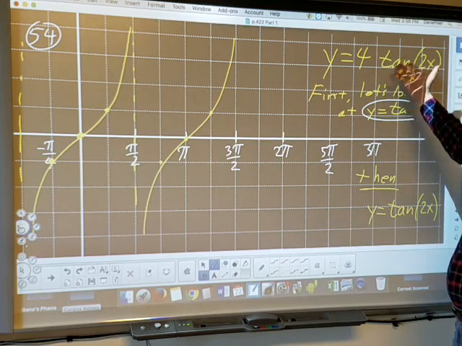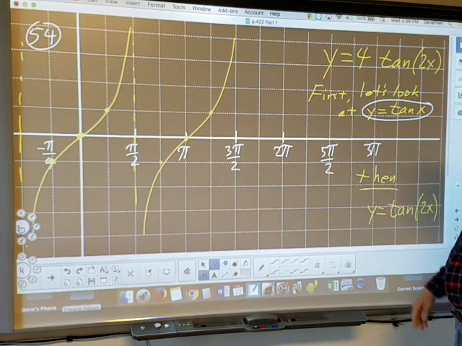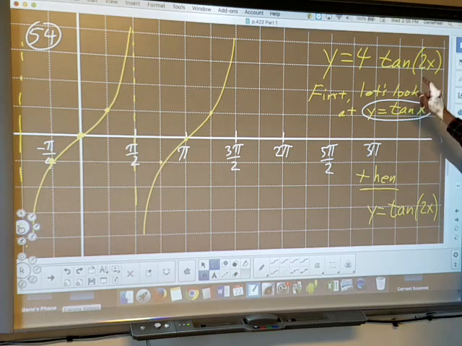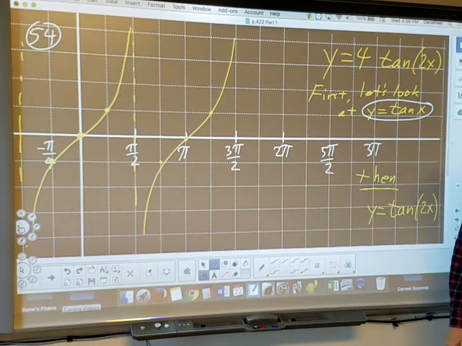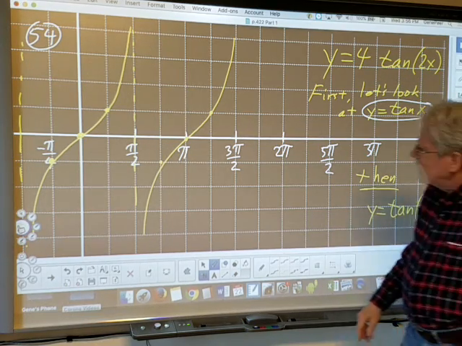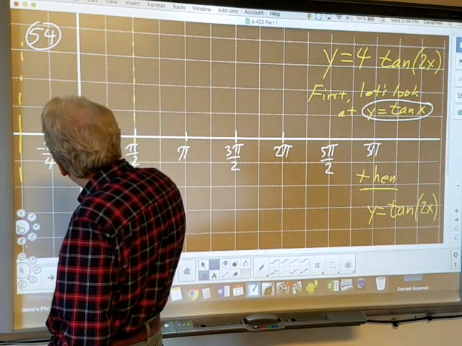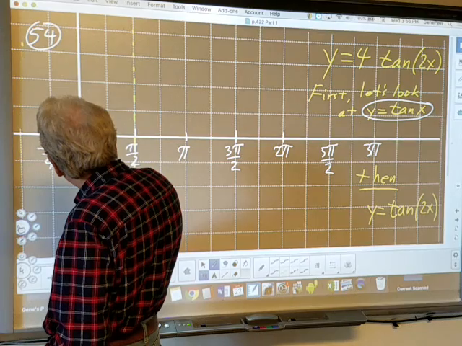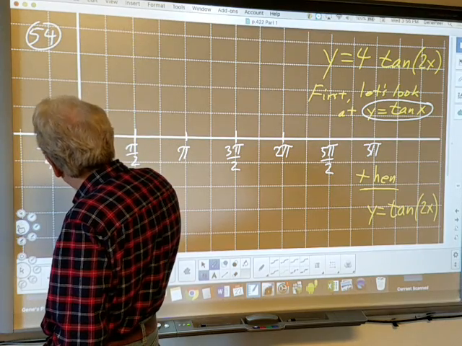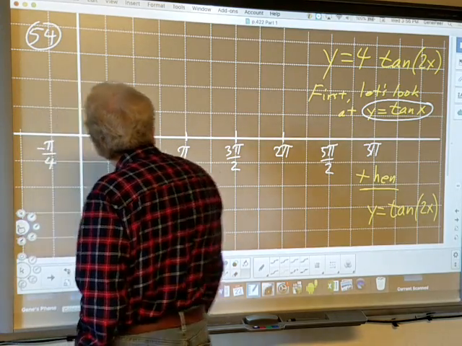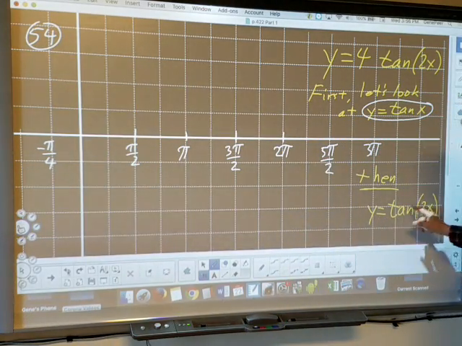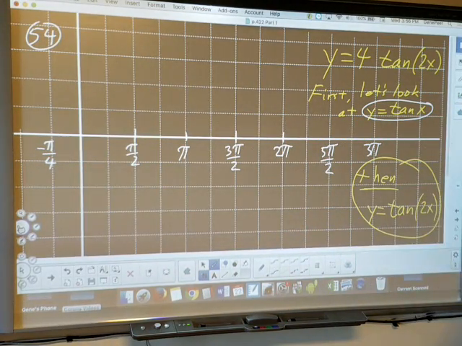Now that obviously is not what we're trying to graph though. We're trying to graph 4 times the tangent of 2x. Let's undo all this beautiful stuff I just did, and let's do tangent of 2x. Forget the 4 for the moment. Then we will do y equals tangent of 2x.